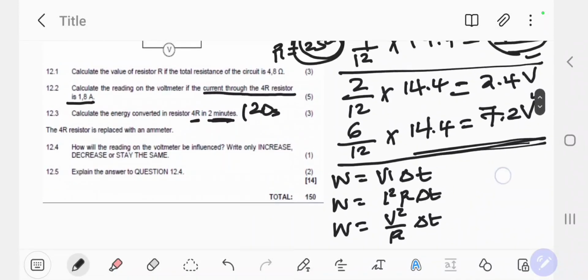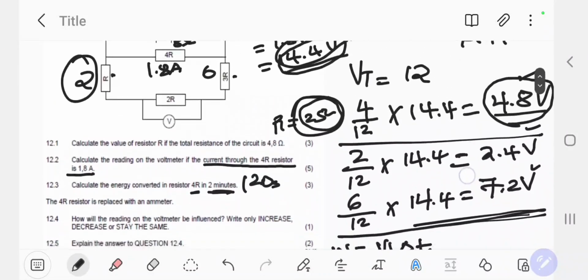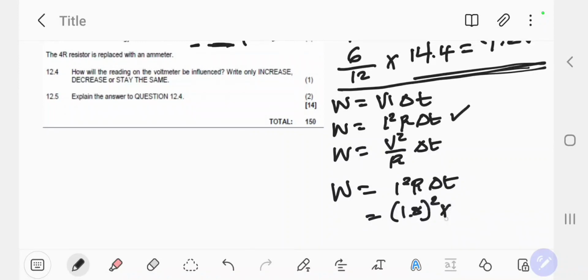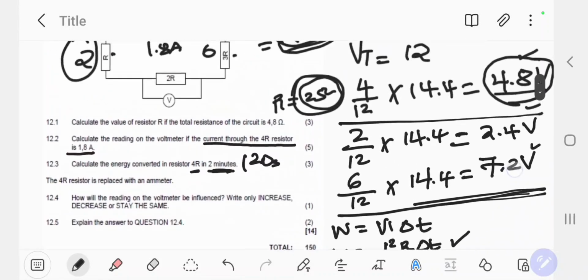So you must choose the formula that contains the resistance and also the current. It's going to be formula number 3. So we can have W equals I squared R t. You must always rewrite the formulas. Then I is going to be 1.8 squared, multiplied by 8, multiplied by 120 seconds. So we put everything into our calculator: 1.8 squared, multiplied by 8, multiplied by 120. Then we get the energy to be 3110.4 joules. So energy is measured in joules, guys.